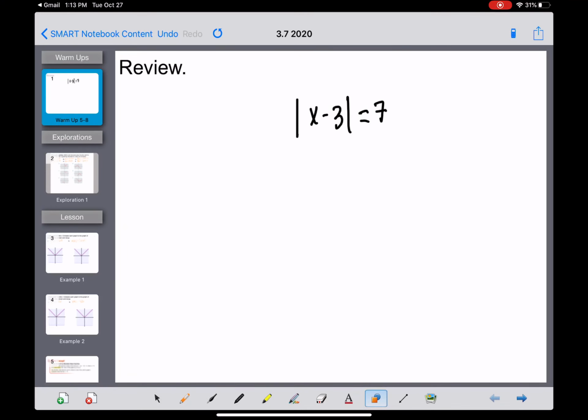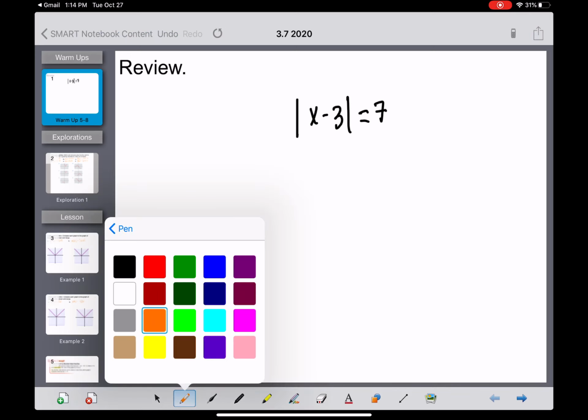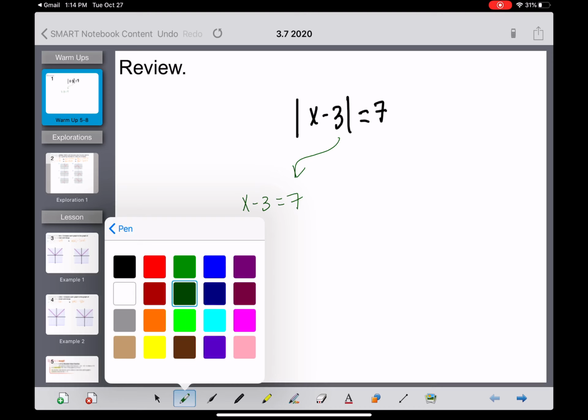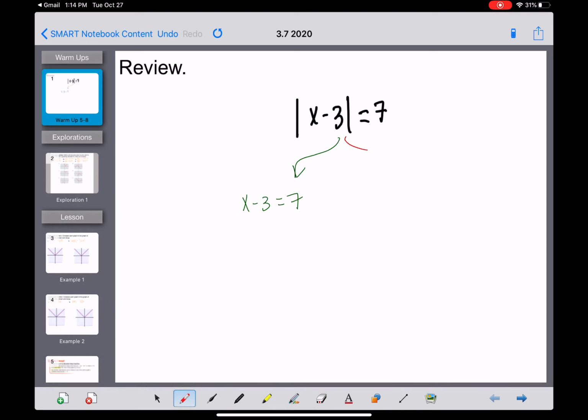All right, we're going to be graphing absolute value today. Just a quick review. When we went to solve for absolute value a few sections ago, we had to solve 2 times. So if I were to solve for the absolute value of x minus 3 is equal to 7, I had to set x minus 3 equal to positive 7, and then a second time where x minus 3 is equal to negative 7.